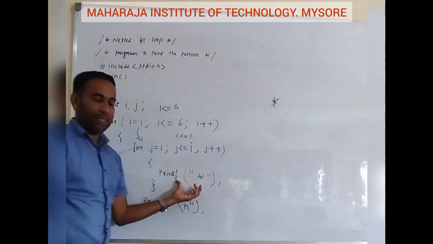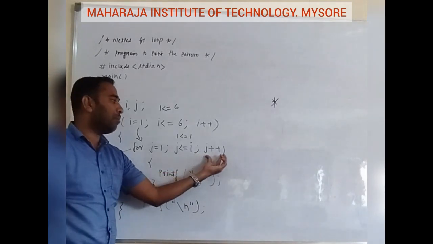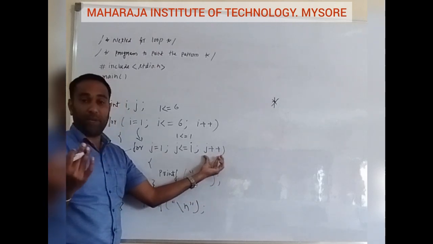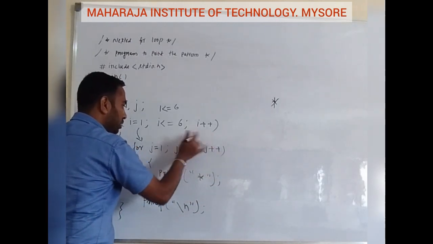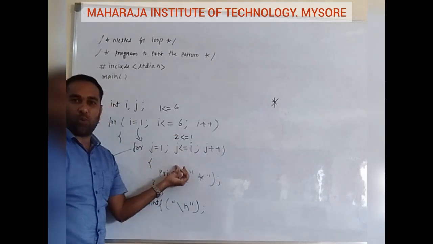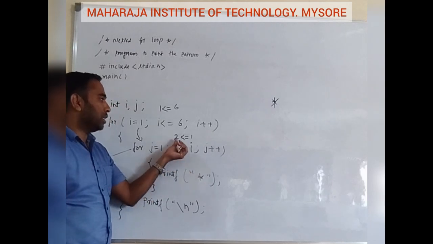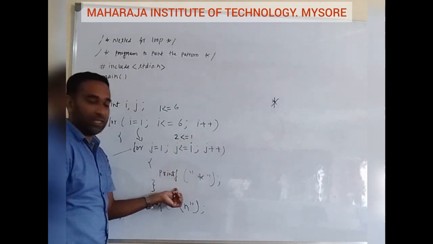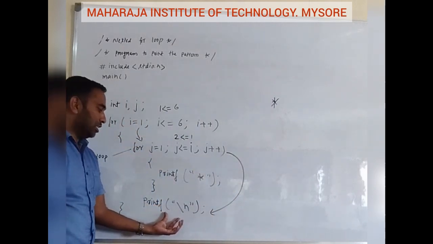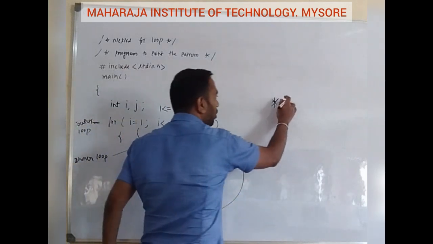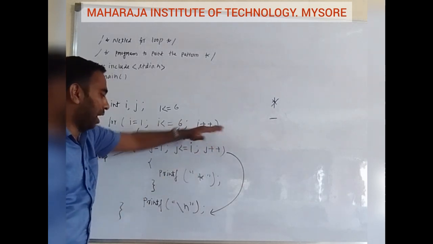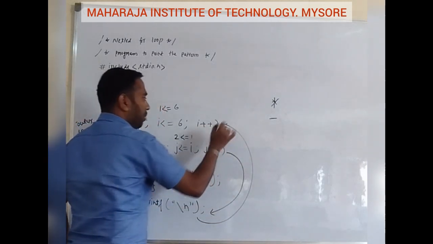After printing the star, it will increment j. j becomes 2. Then it checks the condition: is 2 less than or equal to 1? No, it is false. So it will not execute this statement. It comes out of this loop and executes the newline statement, and the cursor comes to the next line. After this statement, it will increment i.